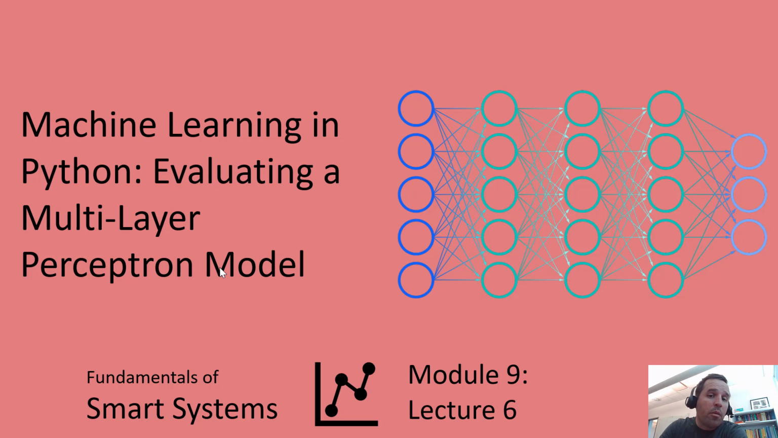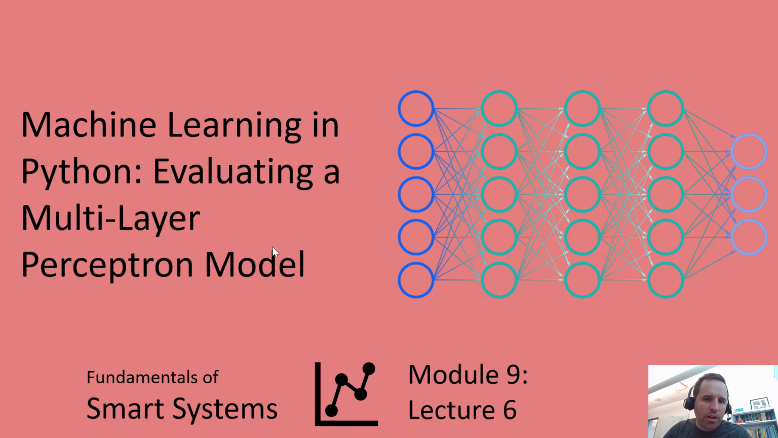In previous video lectures, we have been talking about artificial neural networks, and more specifically, this multi-layer perceptron model. Now we're going to focus on, once we've trained a model, how do we evaluate that model to see just how good the fit is. So I'm going to pick up where we left off in the last video lecture.